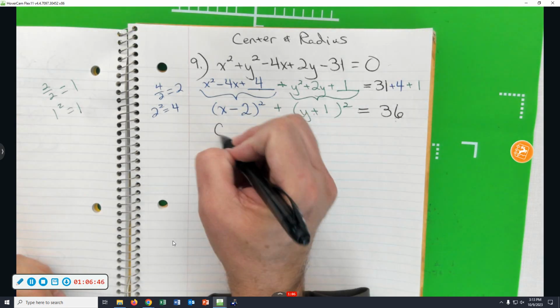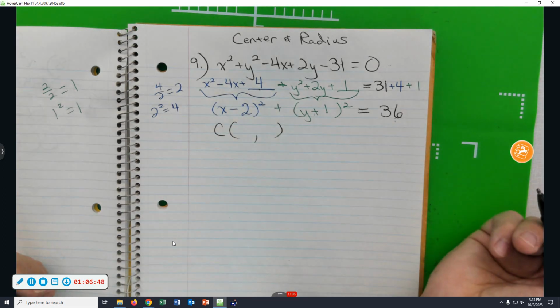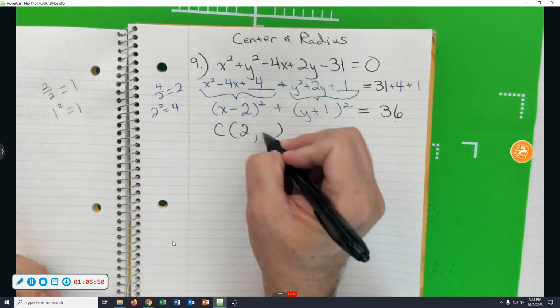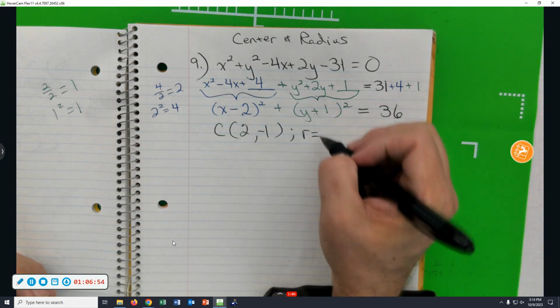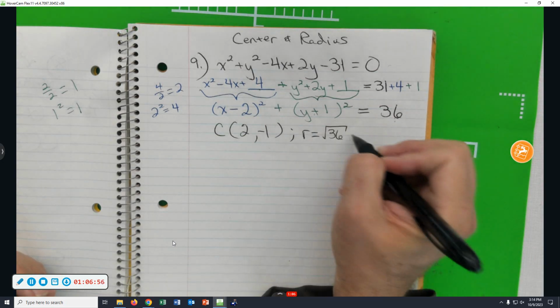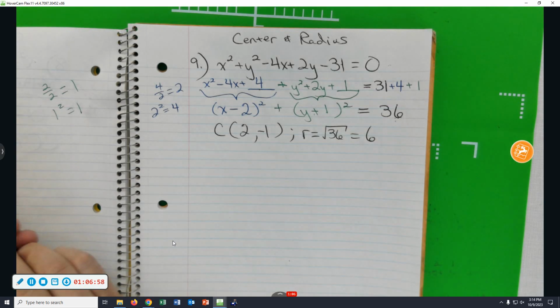What's the center? 2, negative 1. What's the radius? You take the square root of 36, which is 6. Any questions there?